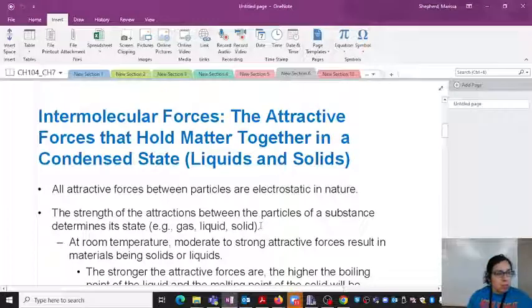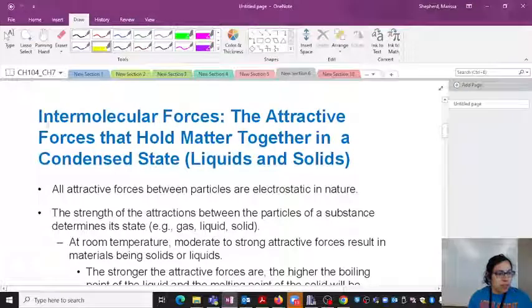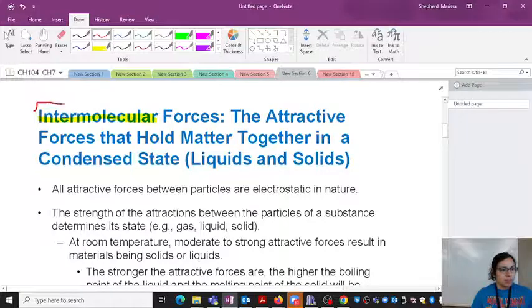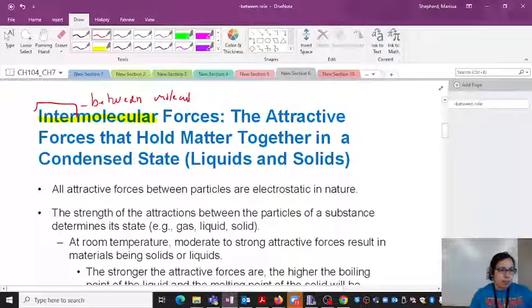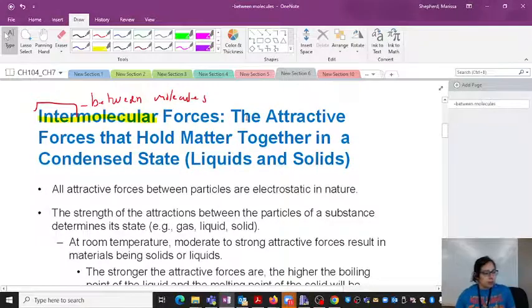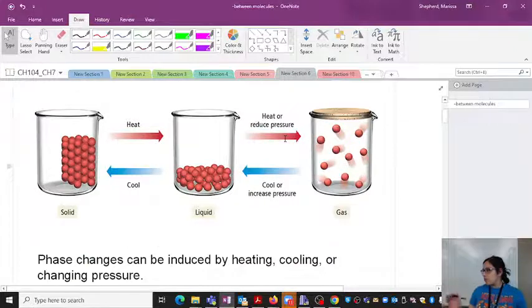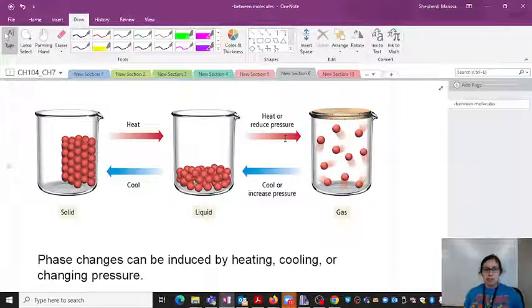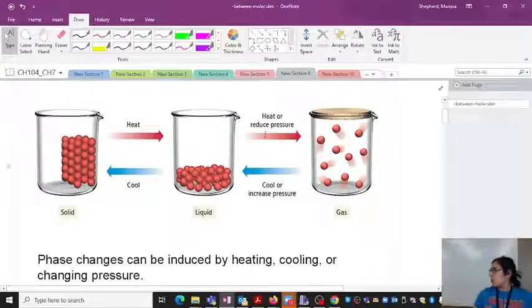What holds molecules together? What holds molecules together are these intermolecular forces. Notice inter, kind of like the interstate highway where it's between states. Inter means between molecules. So that's kind of the key thing. When we're doing these state changes, I want to really emphasize, we're not breaking bonds or anything. This is a common mistake that students make in the language. We're just separating these intermolecular forces, these molecules, when we add energy.